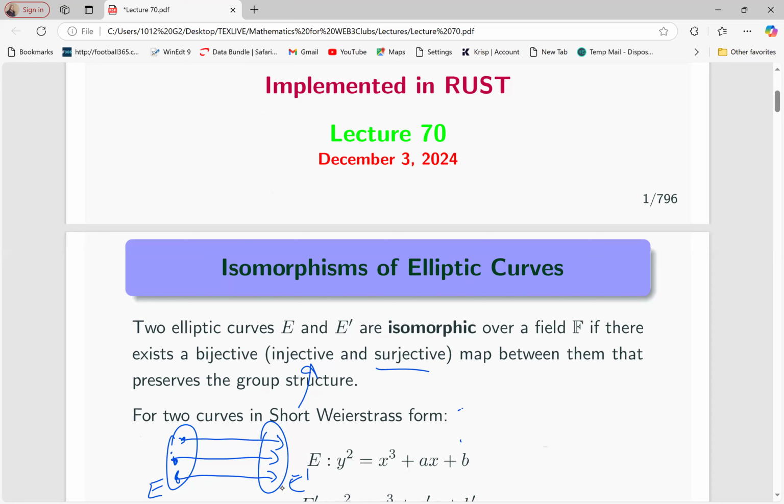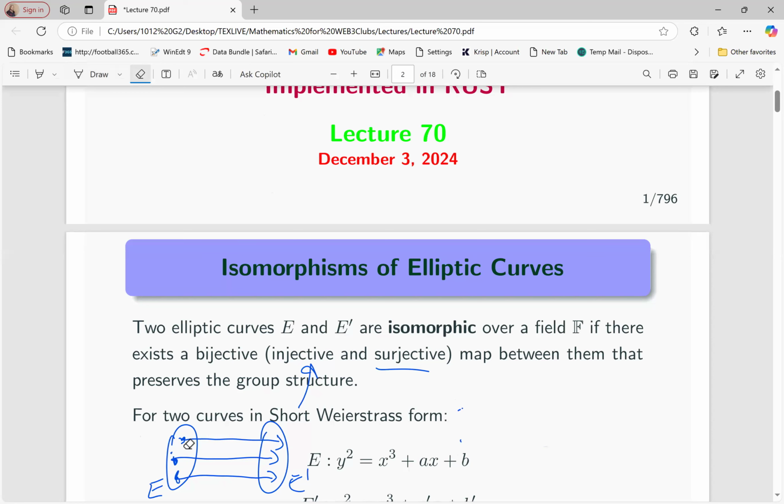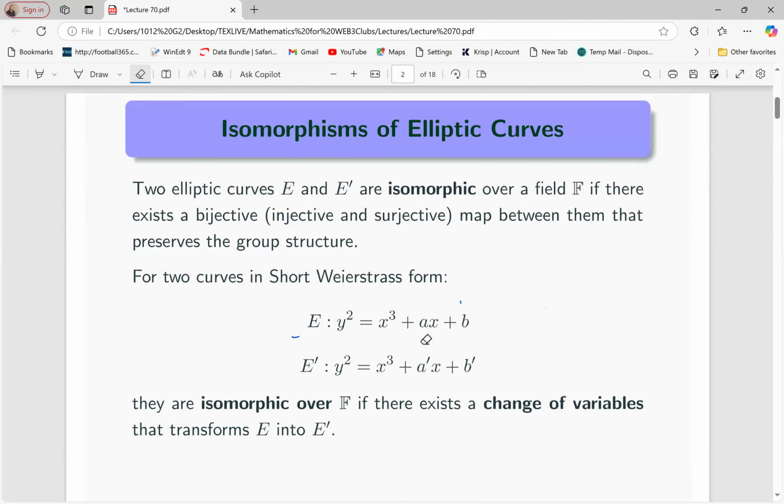So for these two curves to be isomorphic, we must be able to map the elements of one elliptic curve to the other elliptic curve, and every element must be mapped only once. So that is what isomorphism means, and that is what we'll be looking at. If you're given two curves, you'll be finding the equivalent element from the other curve. That's what we'll be doing.